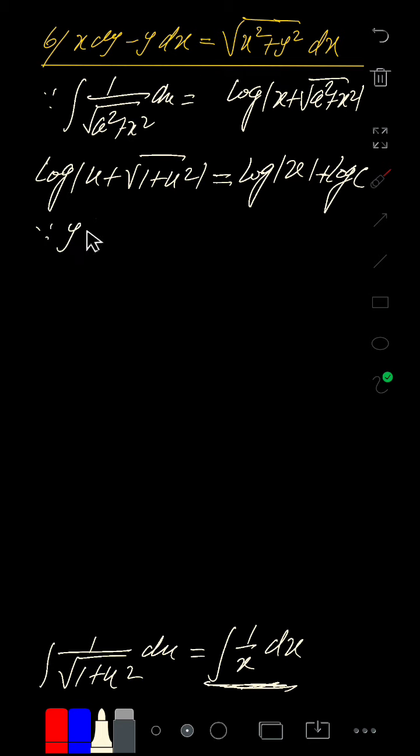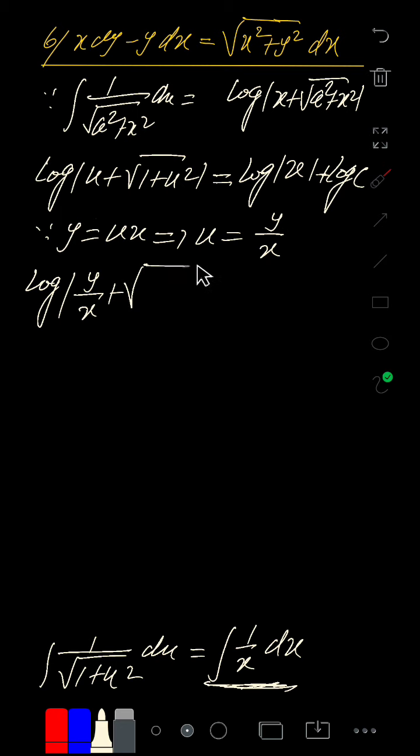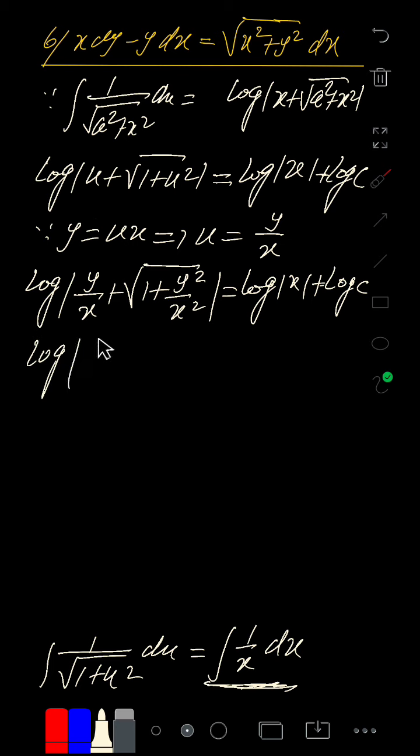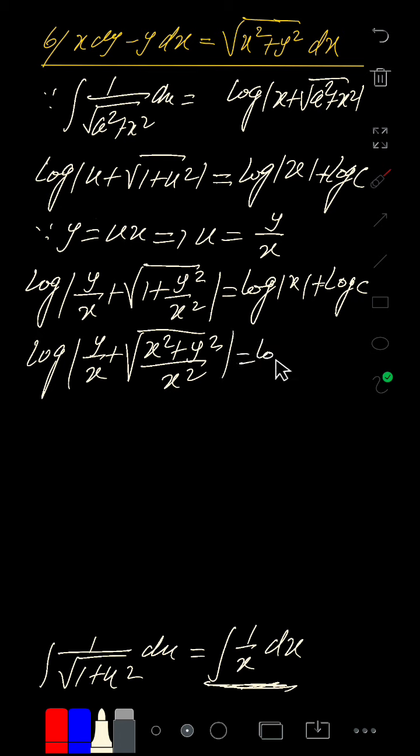So now since from equation number 2 we had assumed y is equal to ux, so from this u is equal to y upon x. So replacing u by y upon x in this expression, we have log mod y upon x plus under root 1 plus y square upon x square is equal to log mod x plus log c. Now taking LCM over here inside the root, we have under root x square plus y square upon x square is equal to log mod x plus log c.